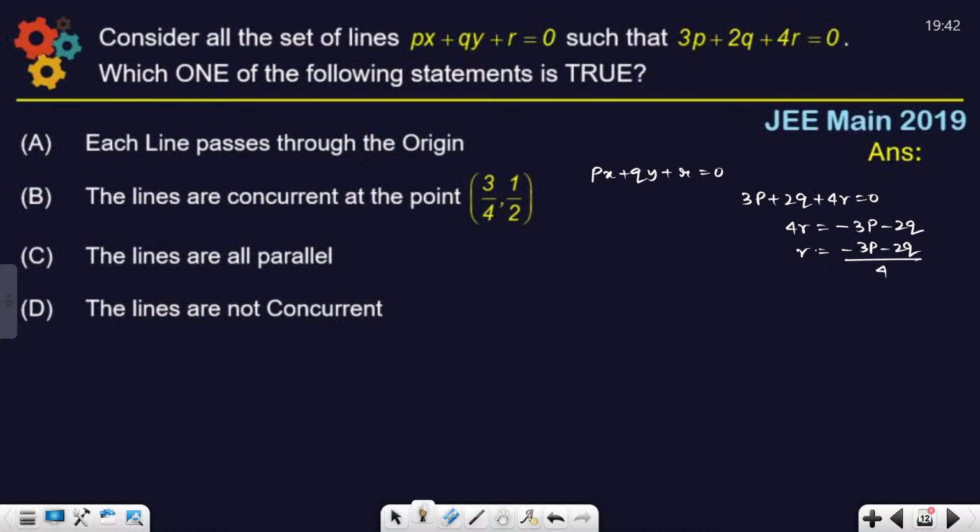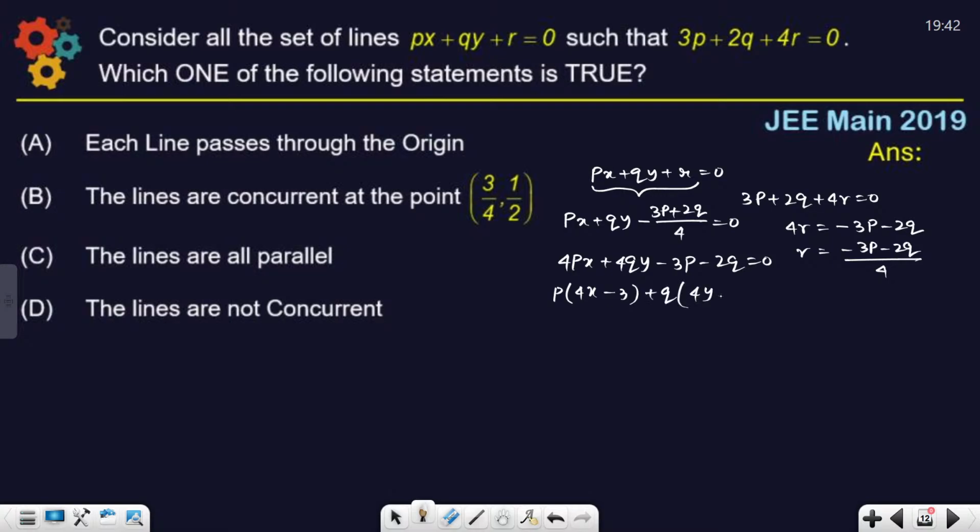Okay, now simply put this value of r in this equation. So what you are getting? 4px plus 4qy minus 3p minus 2q equals to 0. So from here, what we will write? P times 4x minus 3 plus q times 4y minus 2 equals to 0.